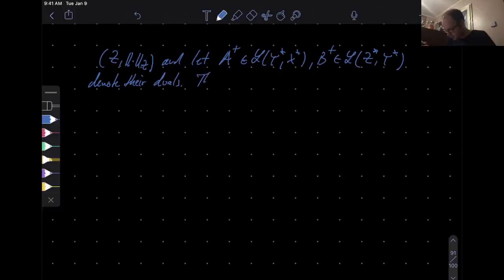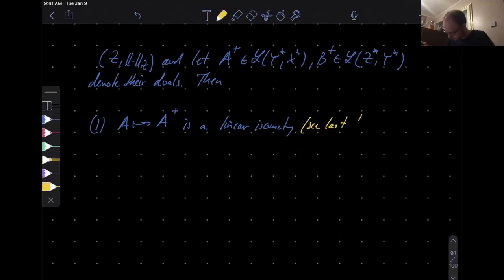Then, property number 1 that we already proved: the map that assigns to each given bounded linear transformation A its dual is well defined, and it is a linear isometry. See last theorem. It was part of it.